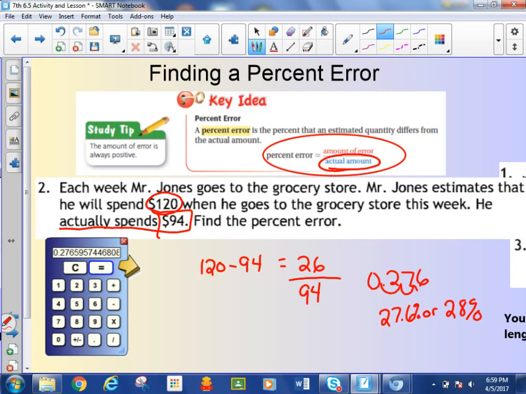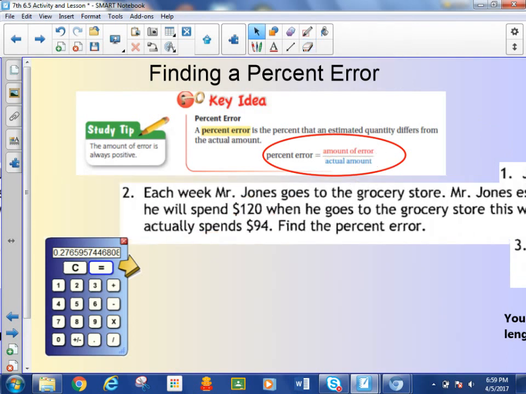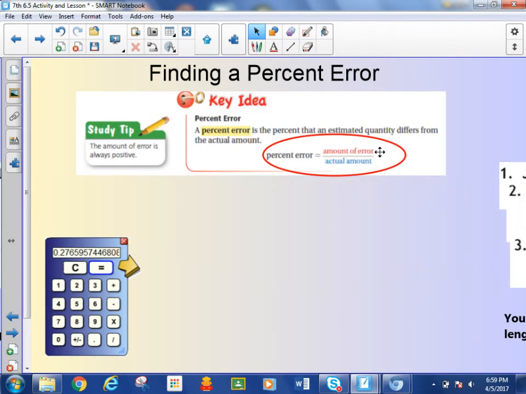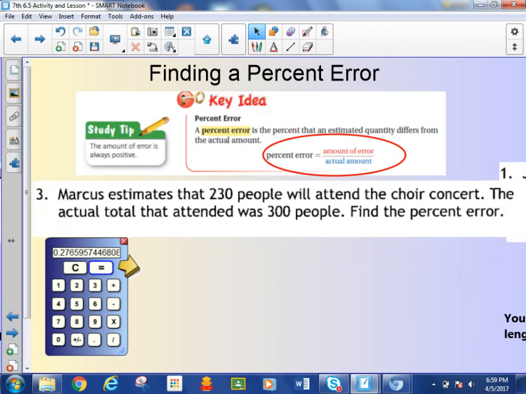Okay, I'm going to slide one out here, and I want you to go ahead and try it. Remember, your first step is to find the difference between the estimated and the actual. That's our top number, and our bottom number is the actual amount. Marcus estimates that 230 people will attend the choir concert. The actual total that attend was 300 people. Find the percent error. Go ahead and work through this. Remember, your top number is the difference between actual and estimate.